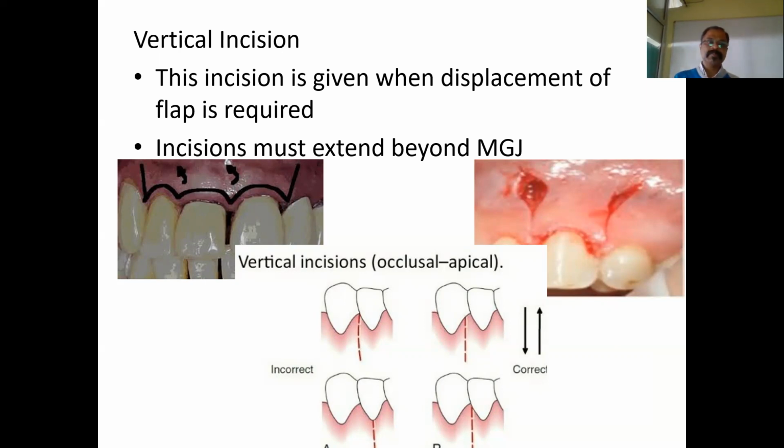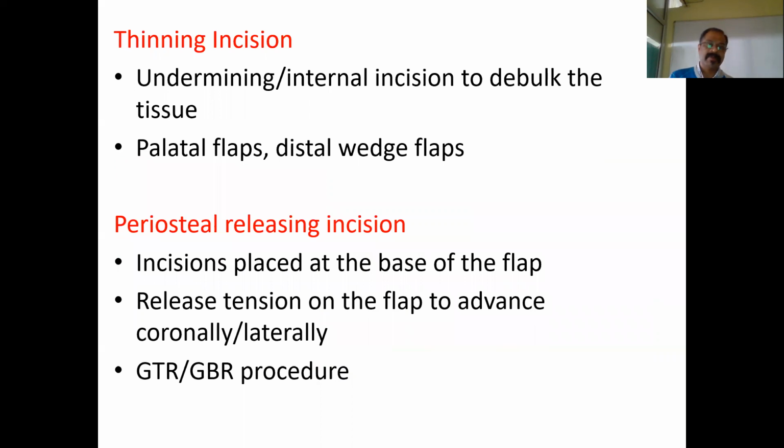Okay, right. Next, we have something called a thinning incision. It is also called an undermining incision, or an internal incision. Basically, these are used beneath your flap, that is at the inner aspect of your flap, to debulk. If there is a thick flap and you don't want a thick flap, we try to remove most of the connective tissue, right? So this is called the thinning incision. That means basically you're going to thin the flap.